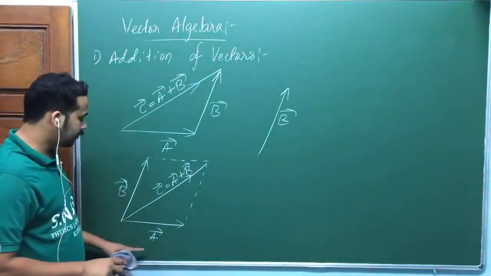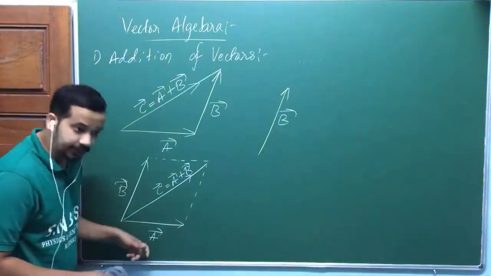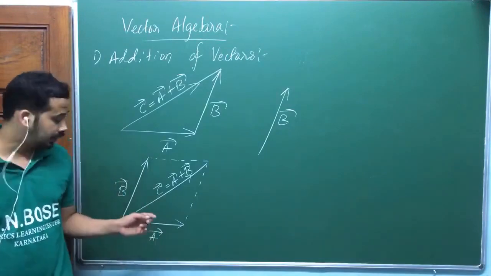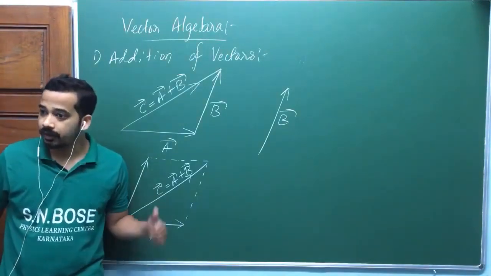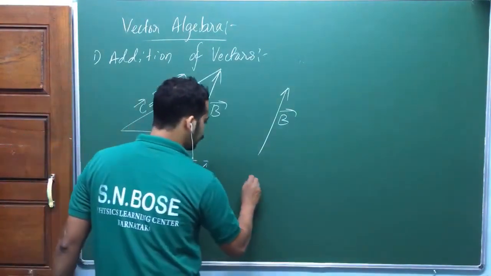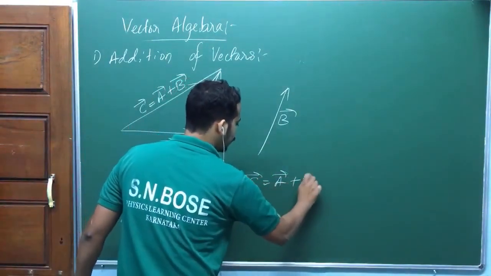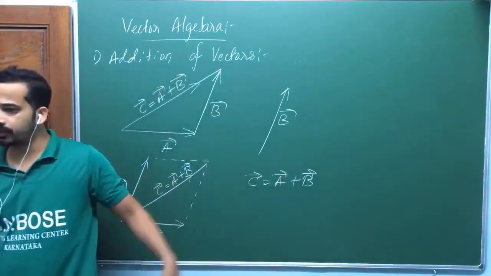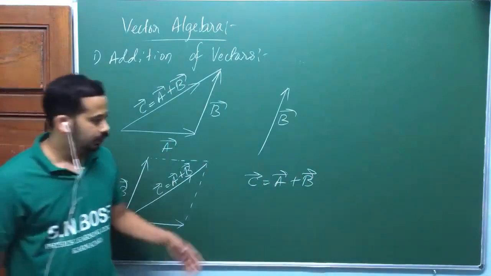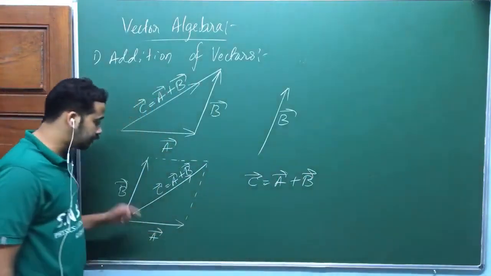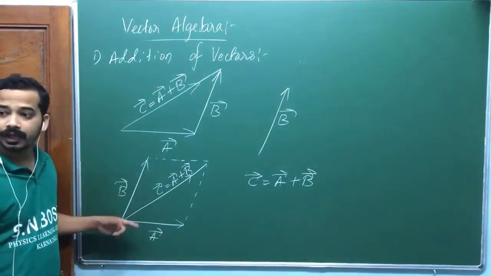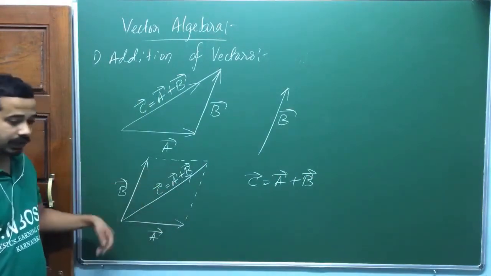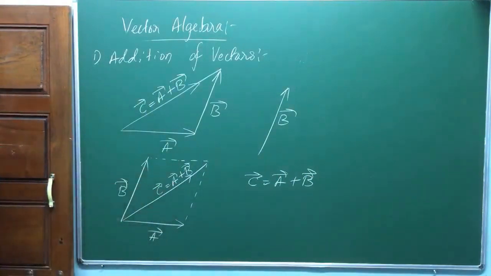Again, it depends on the magnitude of A, the magnitude of B. It depends on the direction of A, the direction of B. It depends on the relative angle, I mean the relative orientation. Resultant C is equal to A plus B. That depends on magnitude of A, magnitude of B, direction of A, direction of B, or you can say it depends on relative orientation. I mean the angle between them, isn't it? So the resultant depends on the angle between them also.